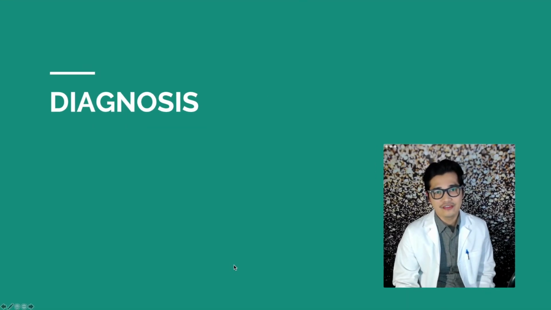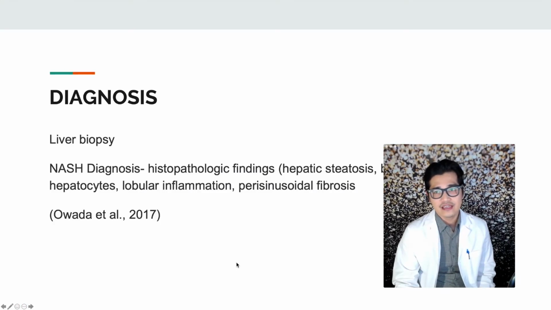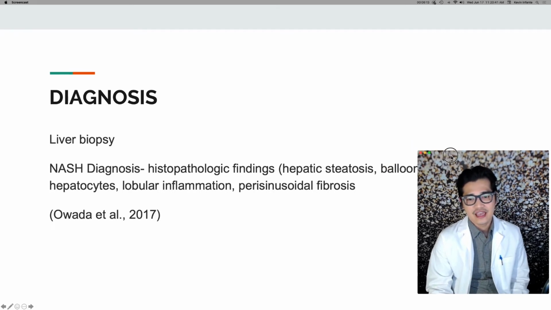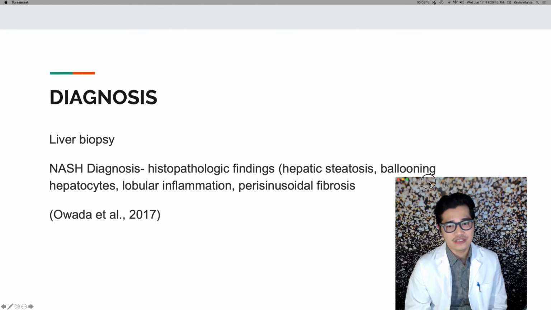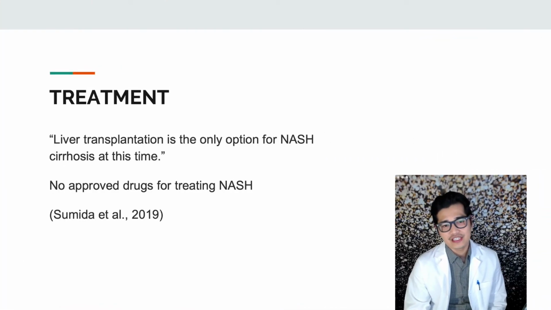How is NAFLD diagnosed? The diagnostic procedure is called a liver biopsy. Here, histopathologic findings such as hepatic steatosis, ballooning of the hepatocytes, lobular inflammation, and perisinusoidal fibrosis would be seen in the tissue biopsy samples. Liver transplantation is the only option for NASH cirrhosis at this time. There are no approved drugs for treating NASH.